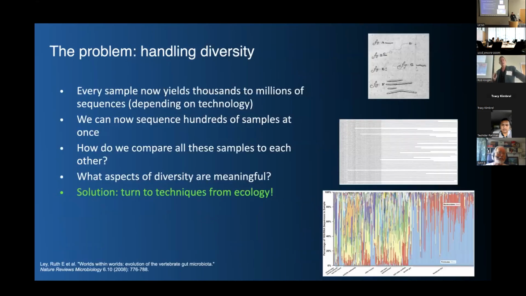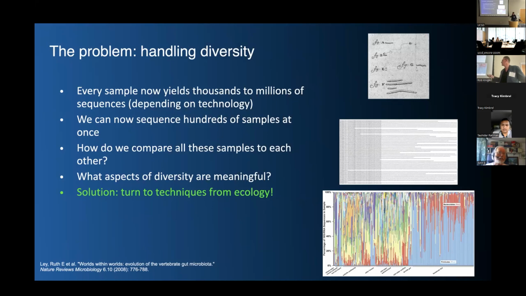And so the problem with all of this is how to handle diversity, because every single sample now yields thousands to millions of sequences, depending on what technology you use. We can sequence hundreds of samples at once. We've got to compare all those samples to each other and understand what aspects of the similarities and differences between samples are meaningful. So this is just a bar graph showing you the dominant taxa in a few hundred samples from a study that we did back in 2007.